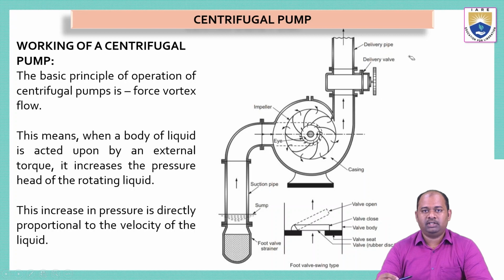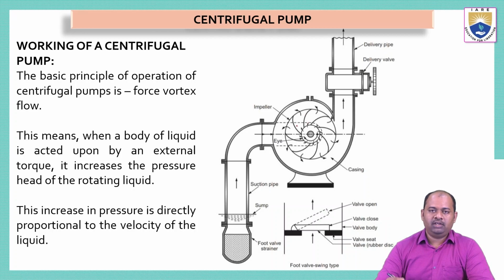Now we have seen what are the different parts of a centrifugal pump. Now we will try to understand how a centrifugal pump works. Now the centrifugal pump works when we give some power to the electric motor. When we give power to the electric motor, it will try to rotate. Now the shaft connecting the electric motor and the impeller will transmit the power from the electric motor.